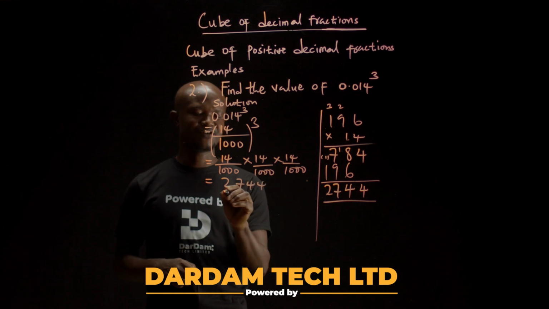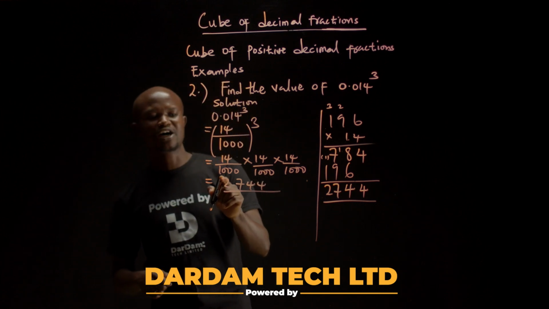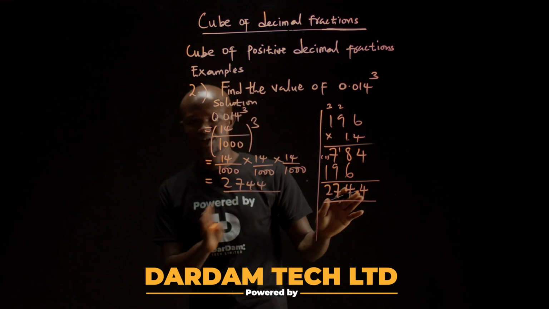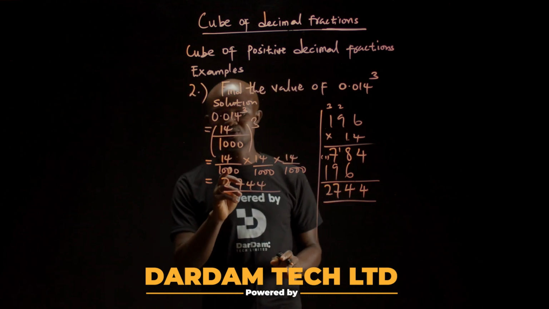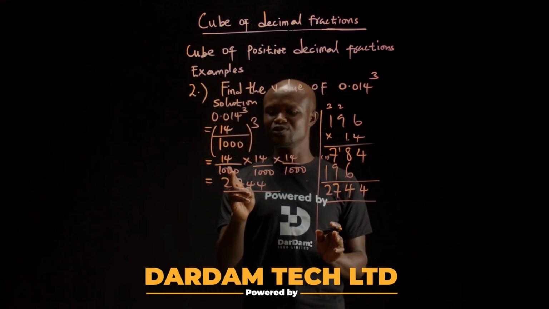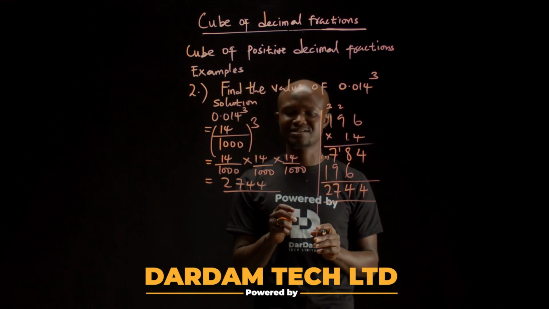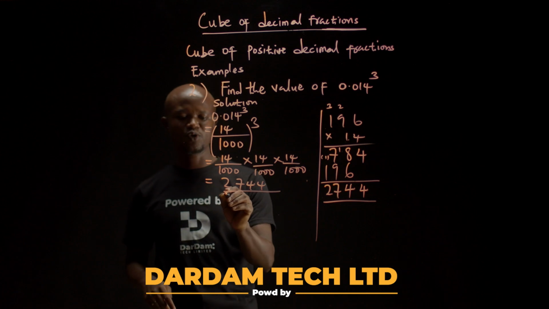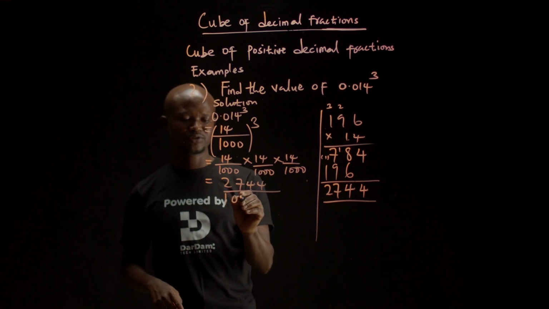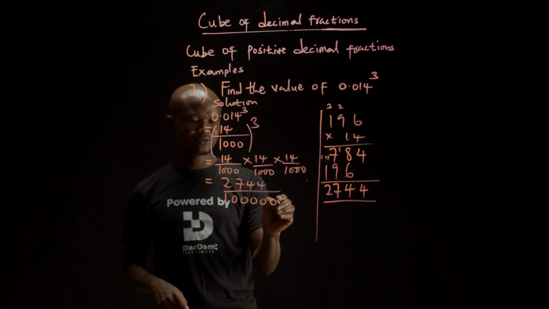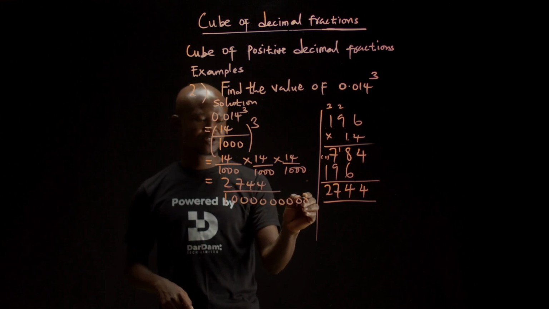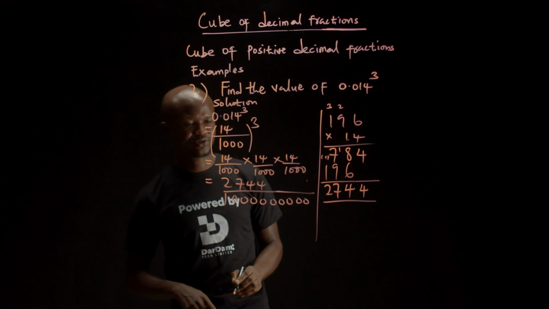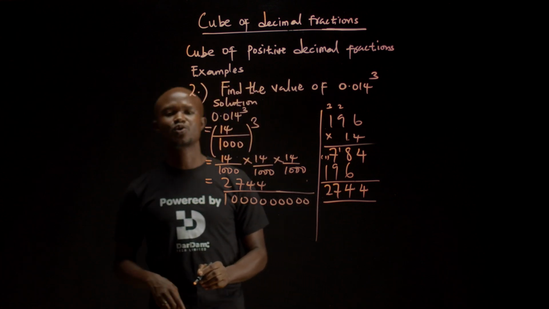So we have 2,744 divided by what? Now, to multiply the denominators, we count the number of zeros together. 1, 2, 3. 1, 2, 3. 1, 2, 3. That's 9 zeros. So it's going to be 1 followed by 9 zeros.